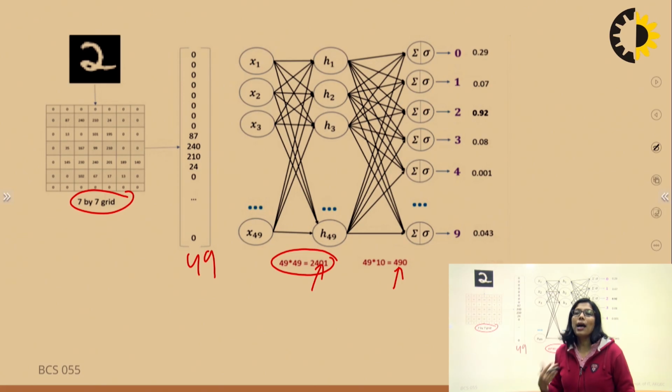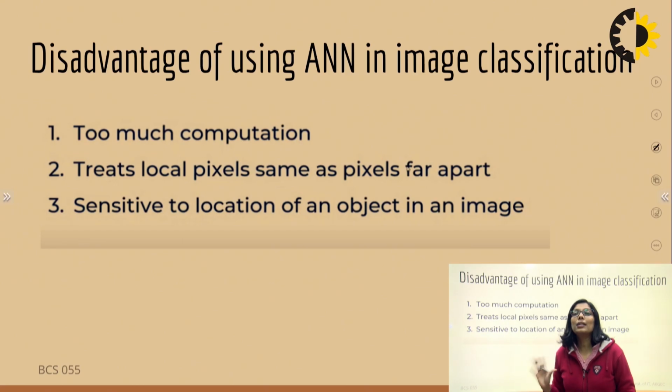So imagine if I have a proper image of a cat or a dog, how many parameters would I need to train? It will be in millions and billions, right? So this process is also very lengthy and cumbersome.